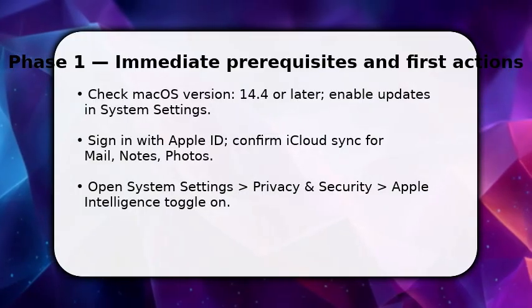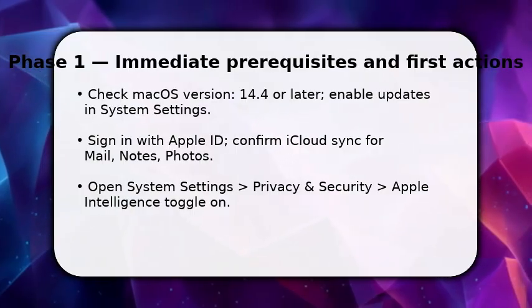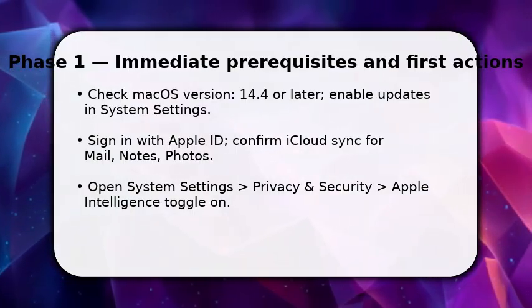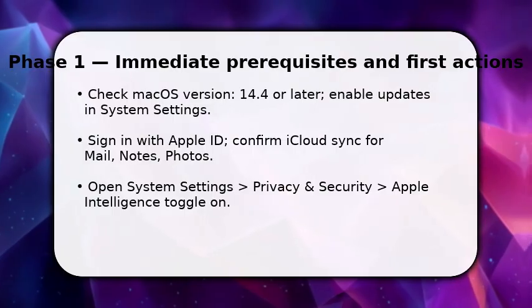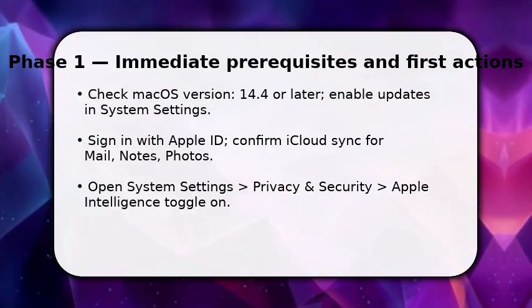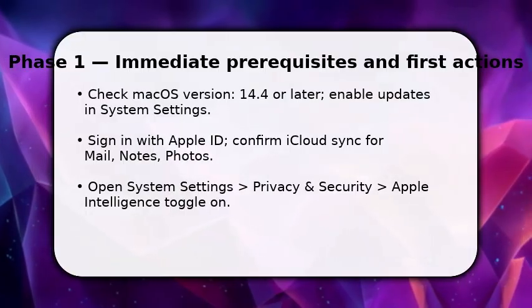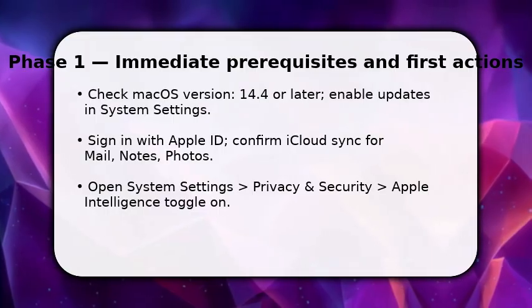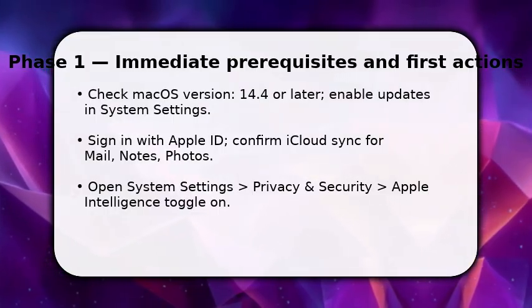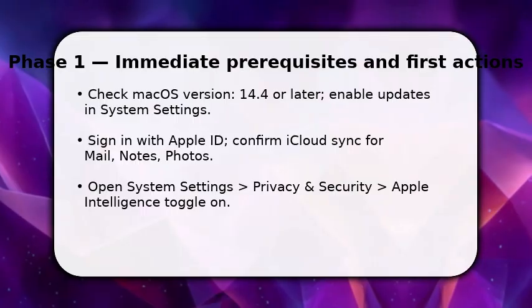You start by confirming prerequisites: macOS 14.4 or later, a signed-in Apple ID, and iCloud sync enabled so data is available for on-device models. Once done, open System Settings, go to Privacy and Security, and toggle Apple Intelligence on. This allows system-level suggestions and generative features.